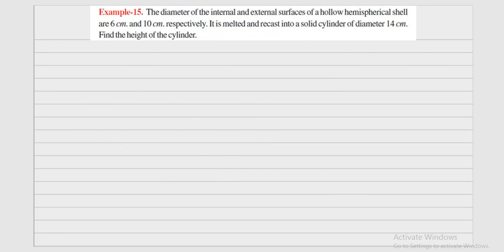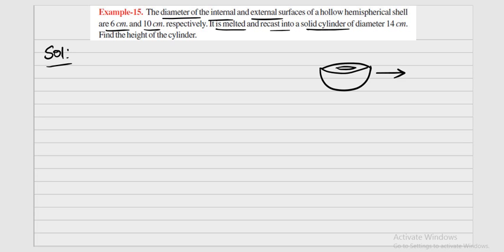Now let us move on to one more question. So what is given here? The diameters of internal and external surface of a hollow hemispherical shell. So hollow hemispherical shell means how will the shell be? This particular shape will have an internal radius as well as an external radius, right? So 6 centimeters and 10 centimeters are the diameters of internal and external surfaces. It is melted and recast into a solid cylinder, right? So this we are recasting into a solid cylinder. That means shape to shape conversion. If there is shape to shape conversion, then what can we say?